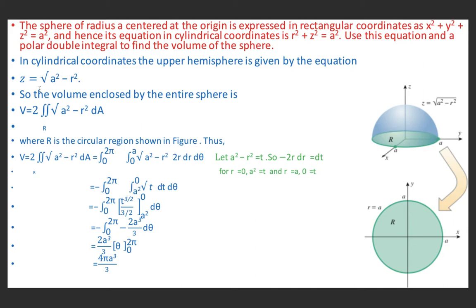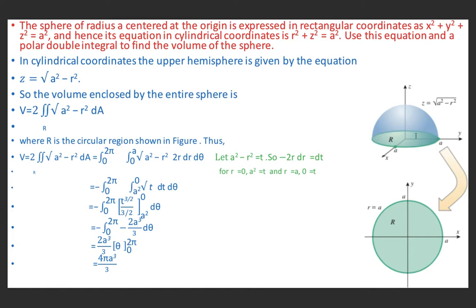So the total volume enclosed by the entire sphere is twice the volume of the upper hemisphere, meaning twice the polar integration of under root a square minus r square in the given region, where r is the region shown circular in this diagram.